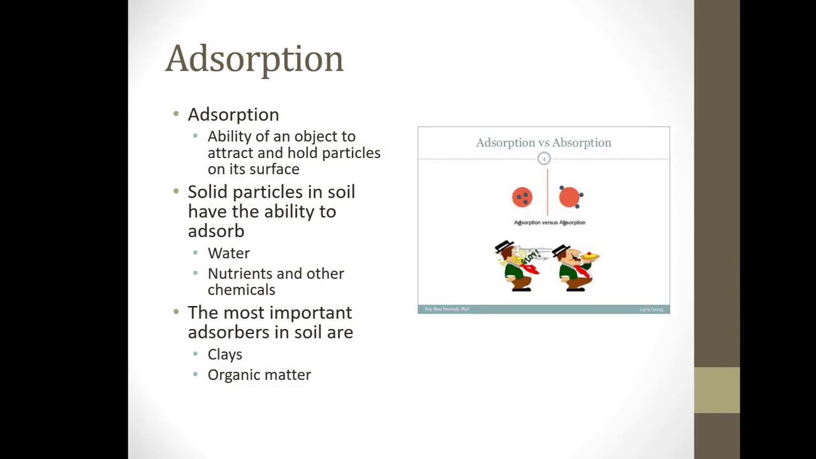So adsorption is the ability for an object to attract and hold on to particles on its surface, and so the solid particles in soil have this ability to adsorb, and that would be water and other nutrients and other chemicals. And the most important adsorbers in soils are clays and organic matter.